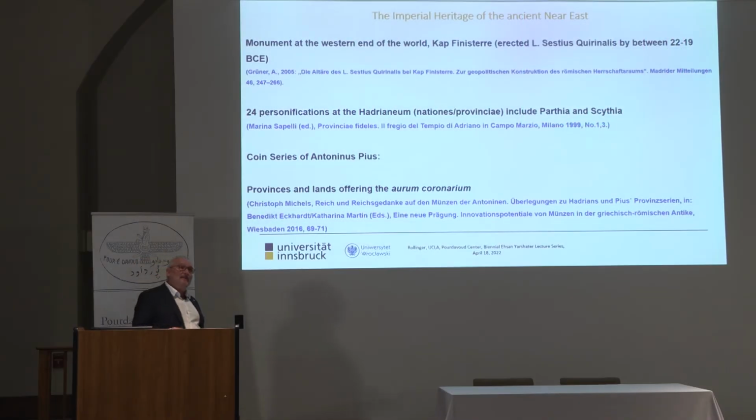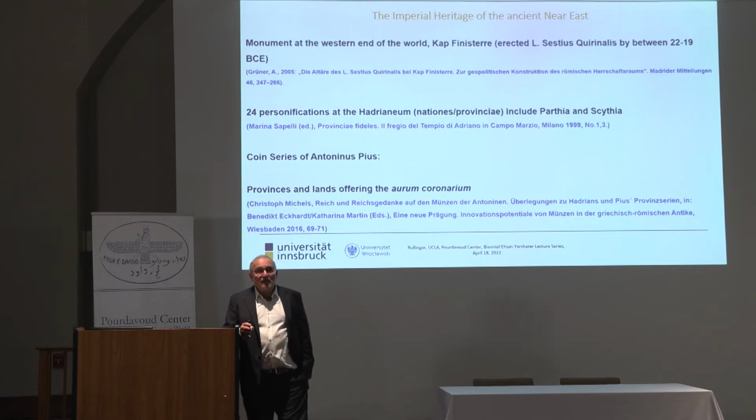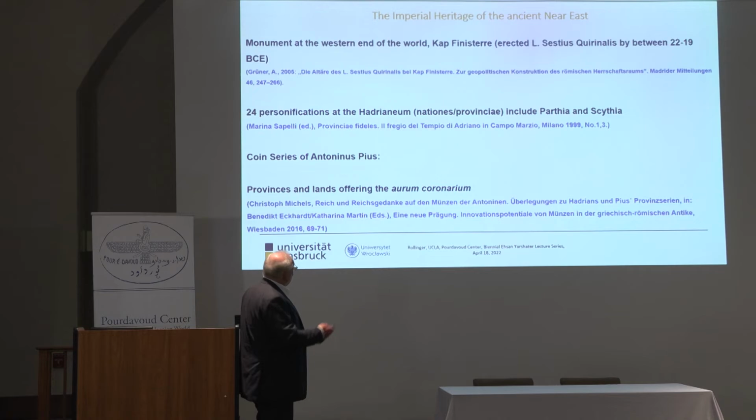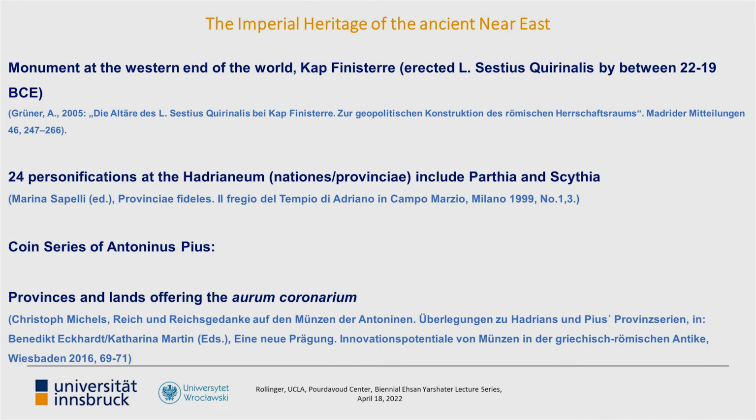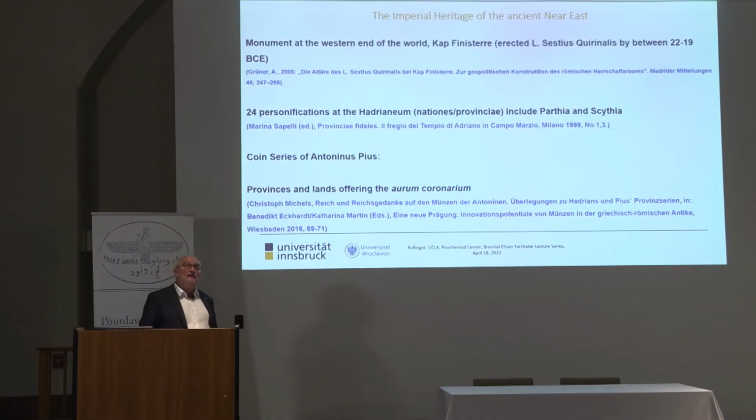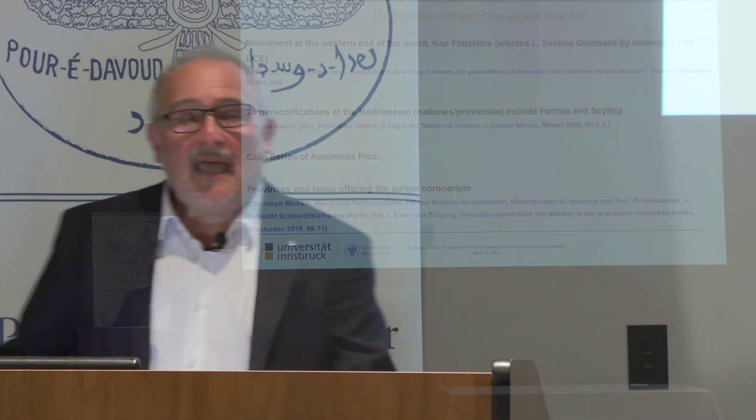And again, there are plenty of examples where this world rule is not only defined by the enumeration of people, but also in a pictorial way. An important example is the Hadrianeum, this important temple erected by Emperor Hadrian, where 24 personifications of nationes or provinciae, including Parthia and Scythia, are represented in Rome. And a very interesting example is a coin series of the 2nd century Emperor Antoninus Pius, where different provinces or lands are offering a specific gift to the emperor, respecting his overlordship. This is the so-called aurum coronarium, and you will immediately see that what we face is not actual real rule, but a mental map where world rule is defined within an already existing framework.